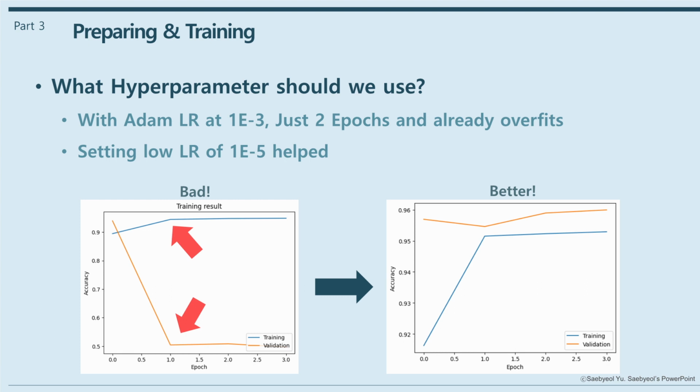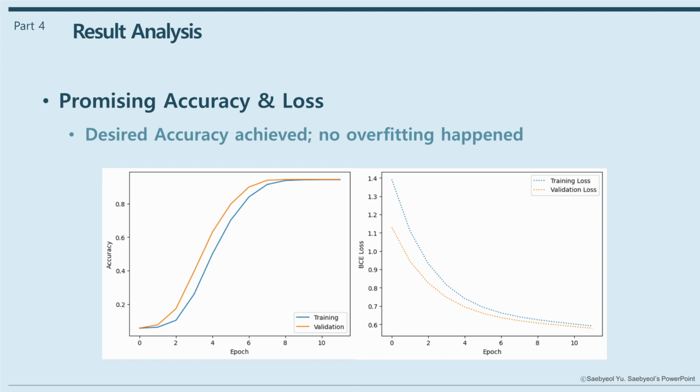As for training, we had to find a new learning rate, because Adam's default learning rate of 0.001 overfit our model just after the first epoch. Instead, we found that a learning rate of 10 to the power of -5 produced more promising graphs. And here's the accuracy and loss graph for our model with the new learning rate. This shows a dramatic increase in accuracy while not developing overfitting tendency.